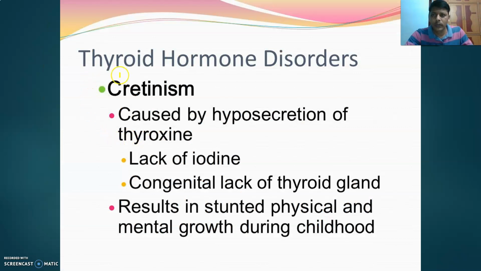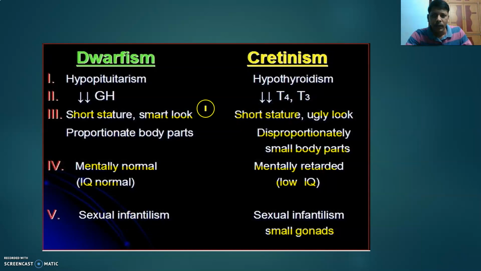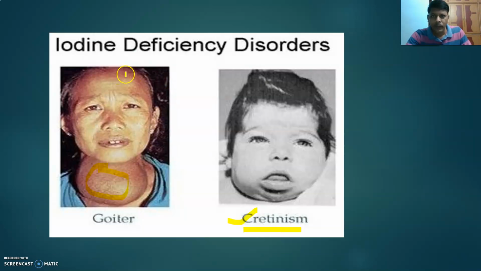Thyroid hormone disorders: cretinism is caused by hyposecretion of thyroxine, lack of iodine, or congenital lack of thyroid gland, and results in stunted physical and mental growth during childhood. And this is the difference between thyroid dwarfism and pituitary dwarfism.